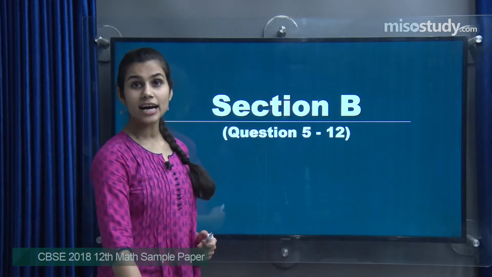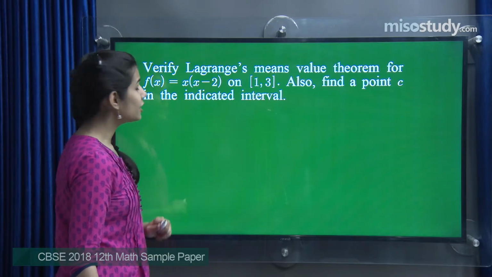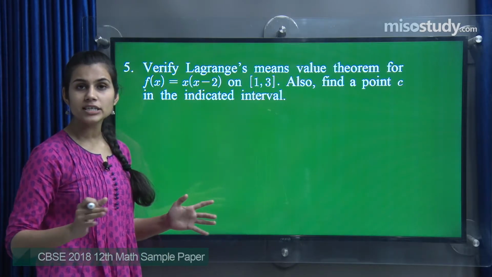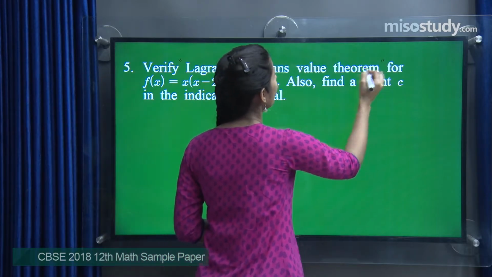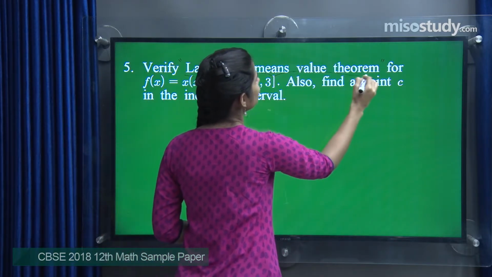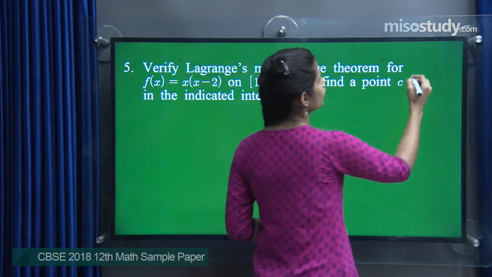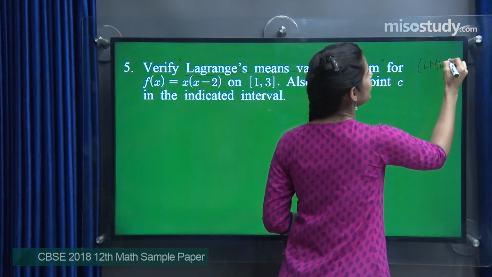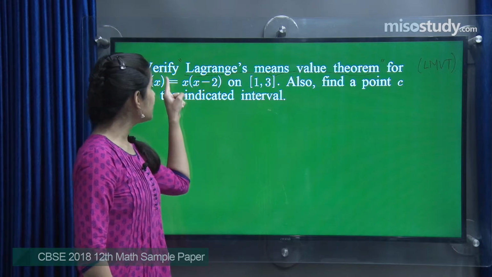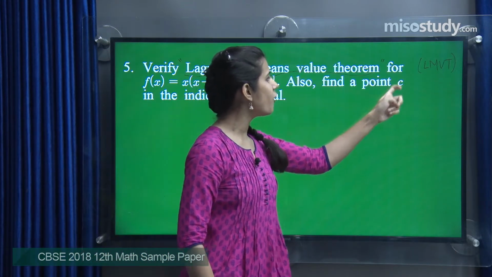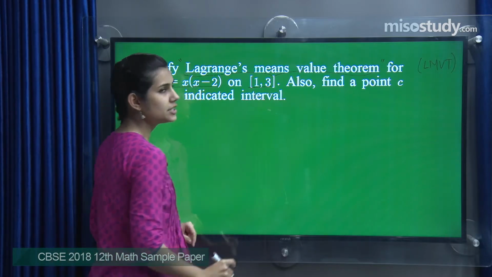Okay students, let's now start dealing with the questions which arrive in the section B. Now here question number 5, happening to be the first question in section B, is going to test your knowledge on LMVT, which is the Lagrange mean value theorem, as you can see. Its short form is LMVT, Lagrange mean value theorem. It is asking you to verify LMVT for this particular function on this very interval.